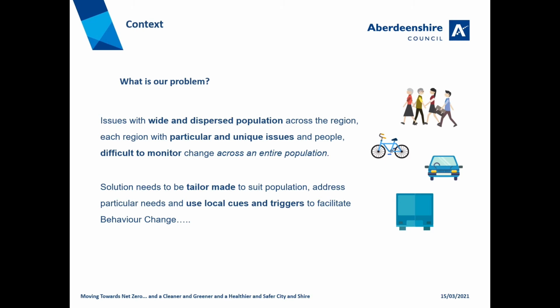But in terms of area, Aberdeen City is 185 square kilometers, while Aberdeenshire is 6,300, which is more than 30 times bigger in terms of area. So we have a large urban population, but it's spread across a huge geographical area. Issues with wide and dispersed population across the region, with particular and unique issues from town to town, are difficult to monitor, and our solutions need to be tailor-made to suit the population in that specific town.